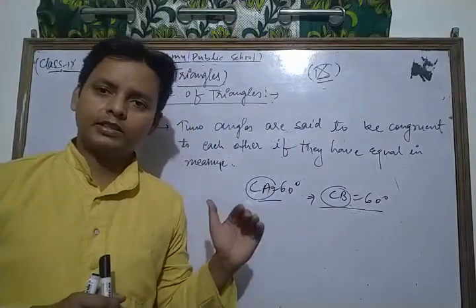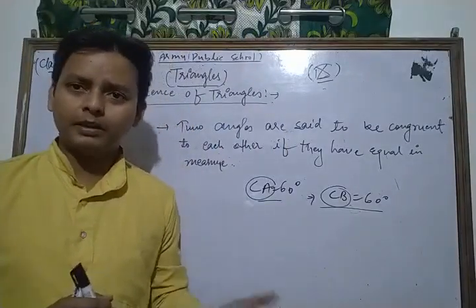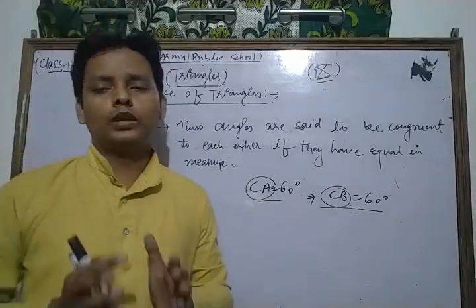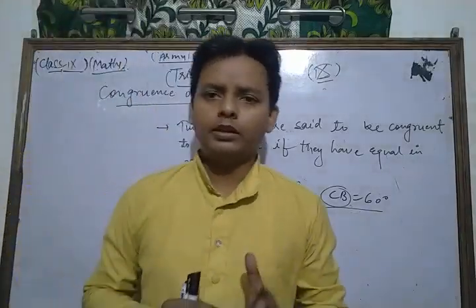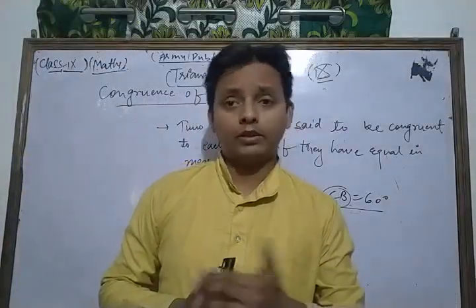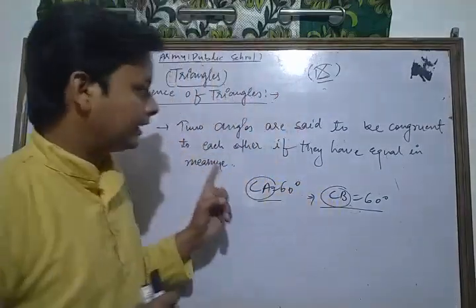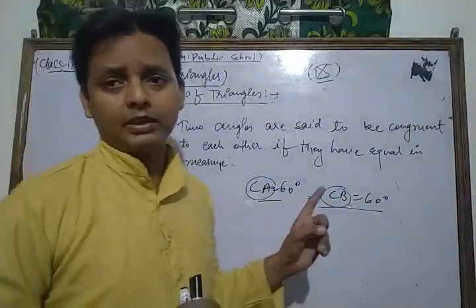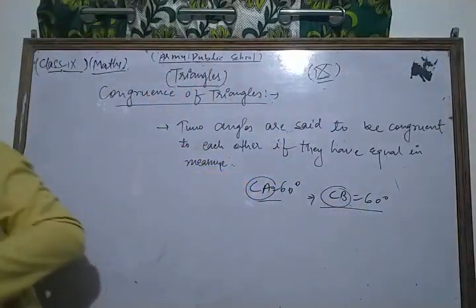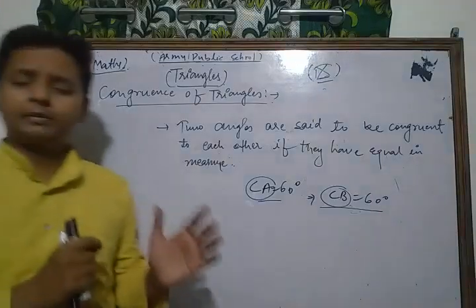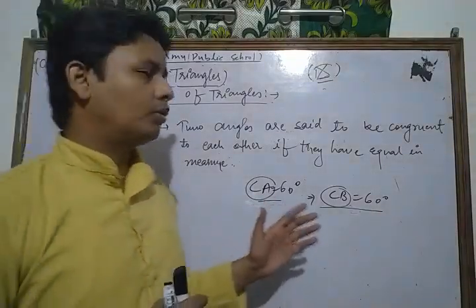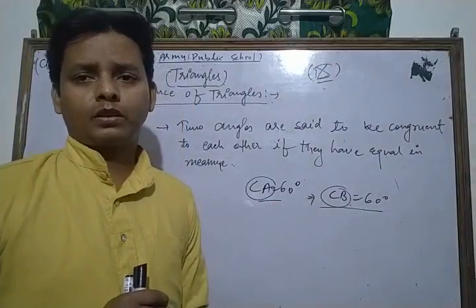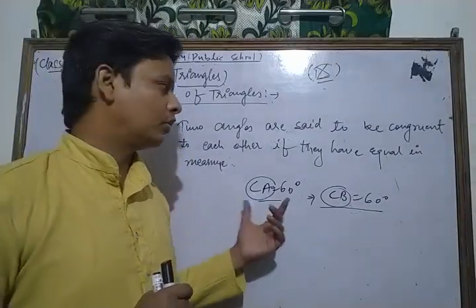We discussed the congruency of a line segment and the congruency of angles. So two line segments are said to be congruent to each other if they are equal in length, and two angles are said to be congruent to each other if they are equal in measure. So these are the concepts of congruency of two line segments or two angles.